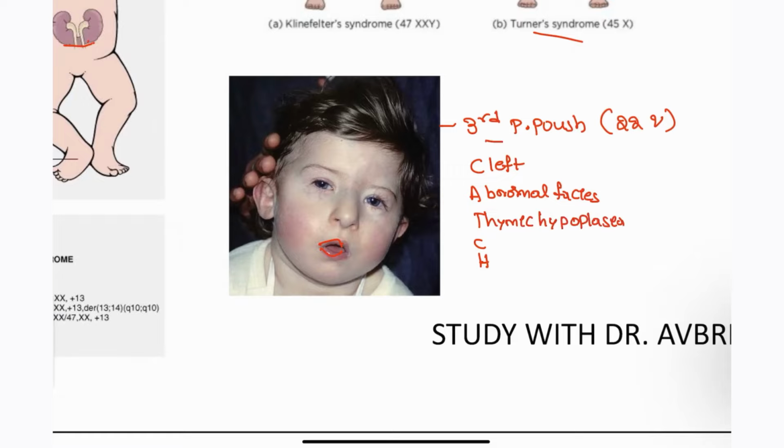Next, C for cardiac defects, the most common is TOF. Next, hypocalcemia. If there is hypocalcemia, seizures will be commonly seen in this patient, because that pharyngeal pouch gives rise to the parathyroid glands. If the parathyroid glands are defective, the patient will have hypocalcemia.